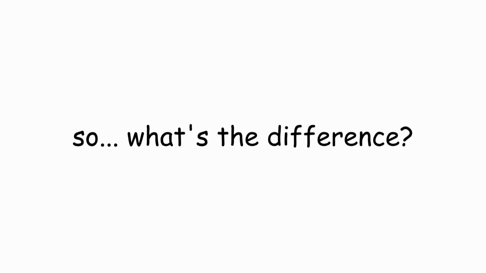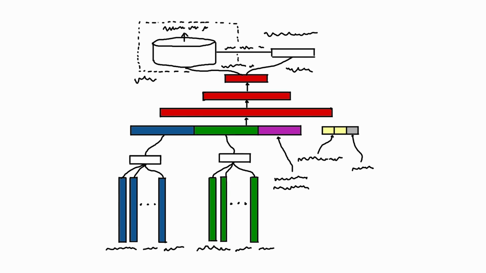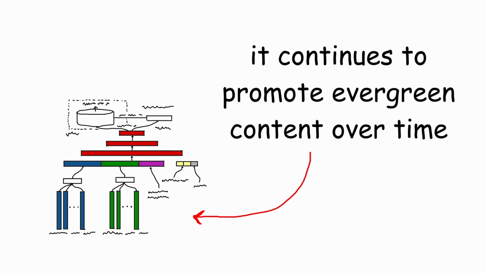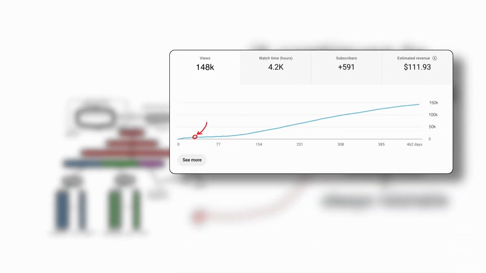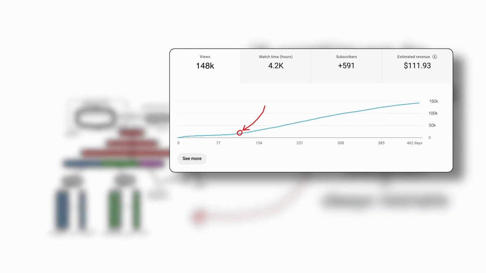But the difference between YouTube's algorithm and many other social media algorithms is that it continues to promote evergreen content over time, which means if a video gets 100 views in its first month, once the algorithm finds the right audience, it could get 100,000 views in its first year. It's why I love YouTube.